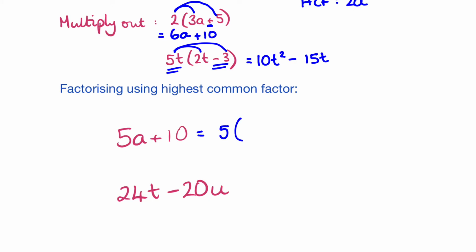So we open our bracket now. 5 times this has to give us 5a. Well, 5 times a is 5a, isn't it? And then at the end of the bracket, 5 times this has to give us this positive 10.